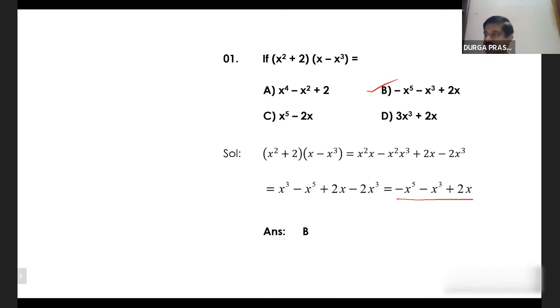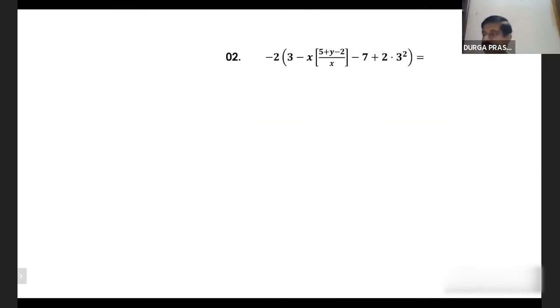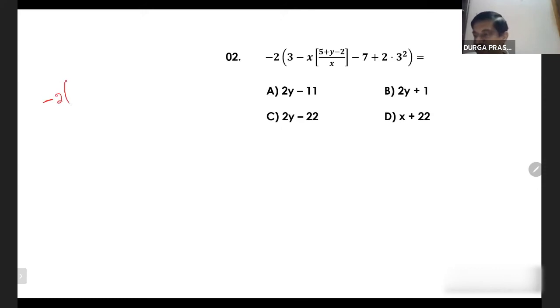So let us go to the next question. See, minus 2 times 3 minus x times this 5 plus y minus 2 by x minus 7 plus 2 into 3 square. So this x and this x get cancelled. So these two get cancelled. You'll get it as minus 2, simply deviating from simpleness to complex, that's all. So that we need to make again complex to simple.